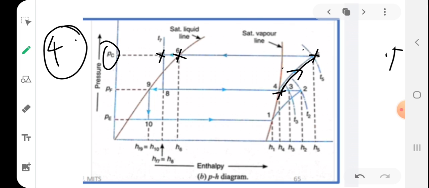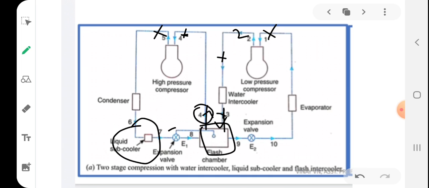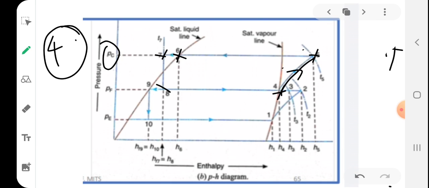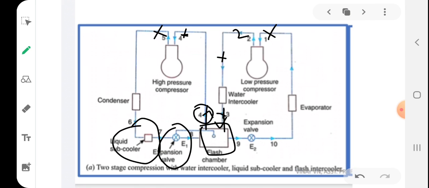Okay, so 7 means H7. So the refrigerating effect will be increased this much. Okay. So after subcooling, what will happen? It will pass to an expansion valve, the first expansion valve. In the expansion valve, its temperature and pressure get reduced to 8. 8 means the intermediate pressure, the pressure corresponding to the outlet of the low pressure compressor. So from 8, what will happen? It enters the flash chamber.